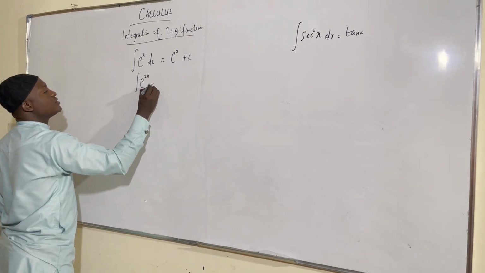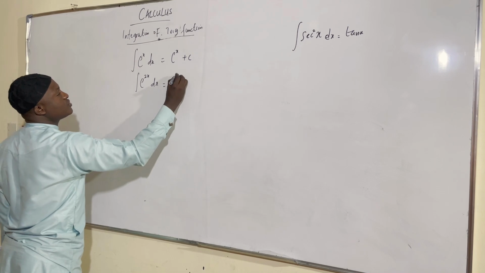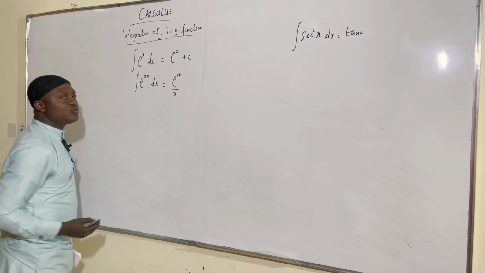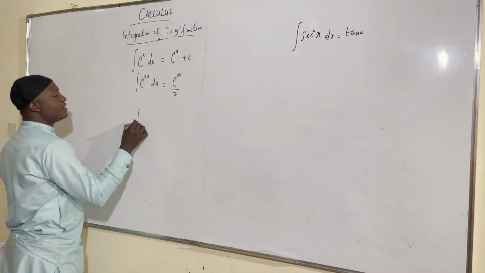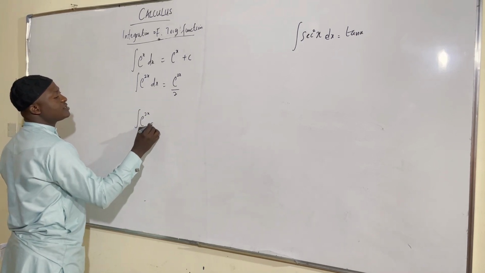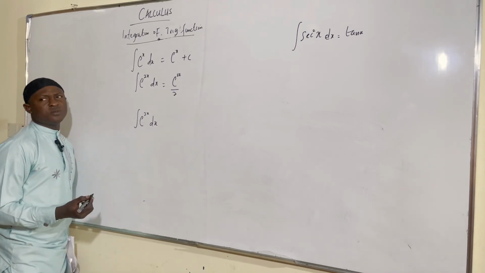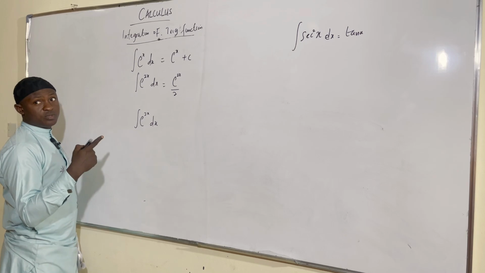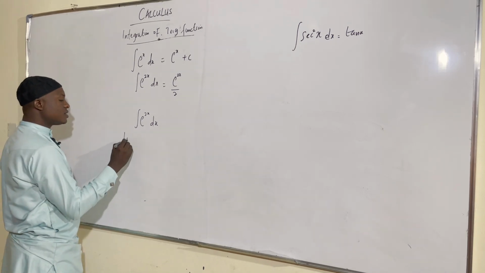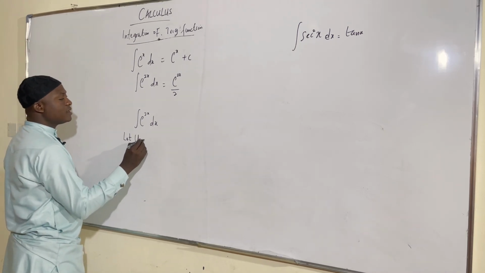Say I have the integral of e raised to the power of 2x, for example. This is nothing but e raised to the power of 2x over 2. If you wonder how I got this, let me show you. If I have the integral of e to the 2x dx, the first step is to use substitution. Substitution is very, very important. I'll let u be the power, so let u equal 2x.